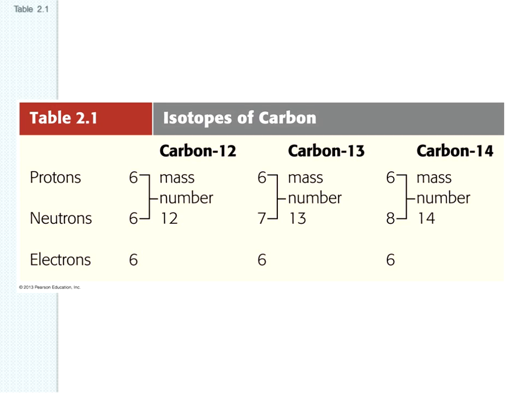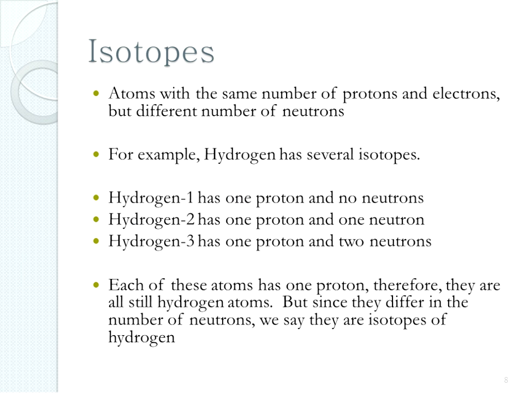Carbon-14 has a mass number of 14. 14 particles in the nucleus. 6 of them are protons, so the rest are neutrons. We know the number of protons from the atomic number. Knowing the atomic number with the mass number can help us figure out protons and neutrons.